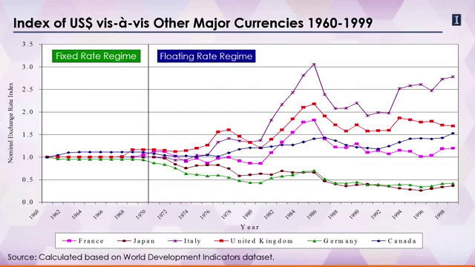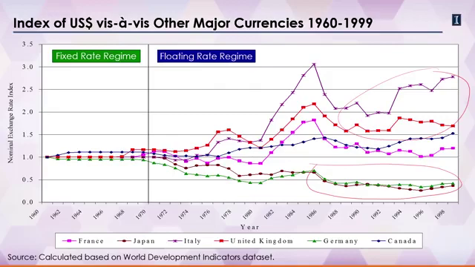This is the value of a dollar vis-a-vis various currencies, and you can see that the dollar lost its value relative to the yen and German mark, while it gained value relative to some other European currencies, especially the Italian lira and British pound. This graph shows the trend until 1999, because in 1999 things changed.